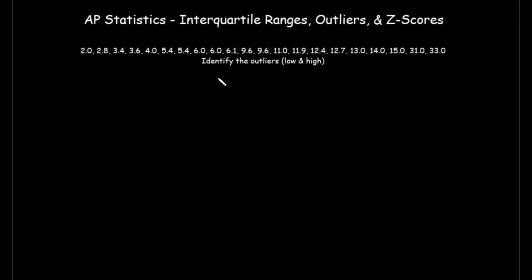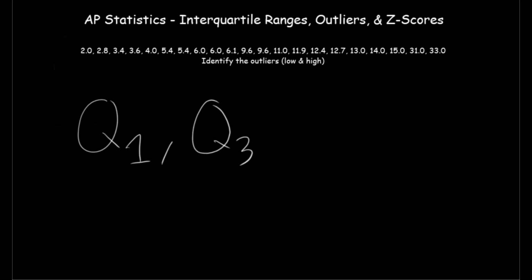Okay, so we're being asked here to identify the outliers of this entire data set. And what I haven't taught you guys yet is how to find outliers as well as how to identify interquartile ranges and z-scores, which we'll get into later. But to identify the outliers, you first need the interquartile ranges. You need quartile 1 and quartile 3. What this basically means, well, actually, it's probably better if I just demonstrate it to you.